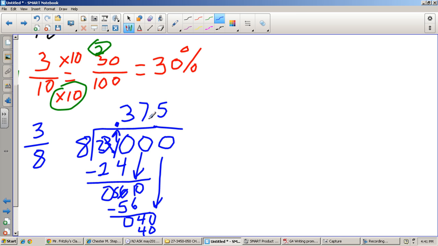Here's the tricky part. When I have a decimal and I need to turn it into a percent, you have to move the decimal point over 2 places. So my answer is 37 and 5/10%. That's step 3. So let's review our steps again.